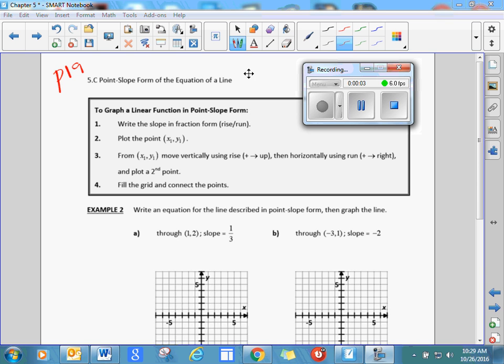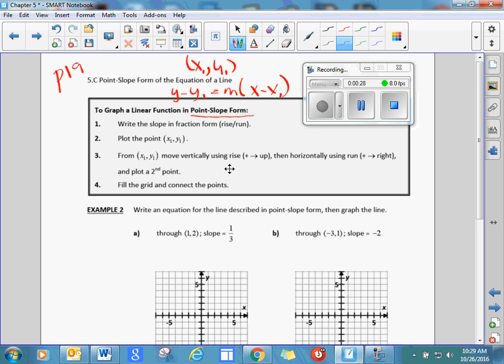Okay, we're still on 5C. We're talking now about writing and graphing equations that are written in point-slope form. Remembering point-slope form, see if you can write it from memory. y minus y sub 1 is equal to m, the slope, parentheses x minus x sub 1, where (x1, y1) is a point on the line.